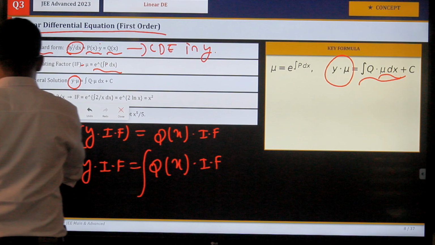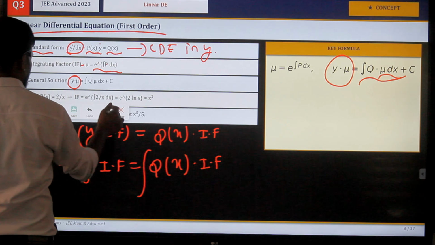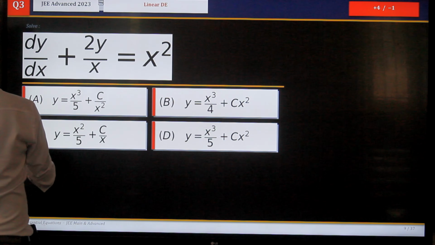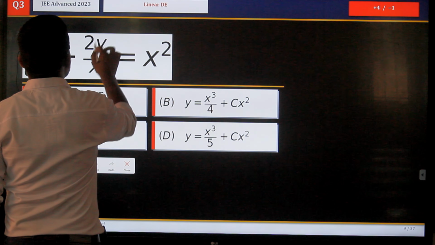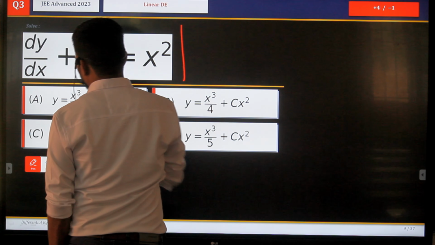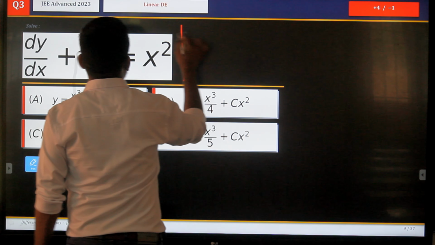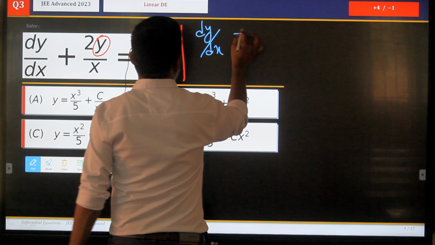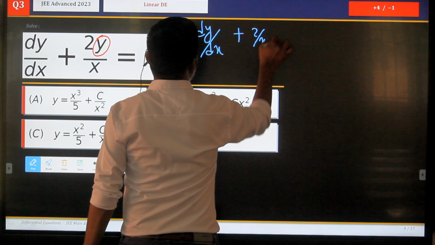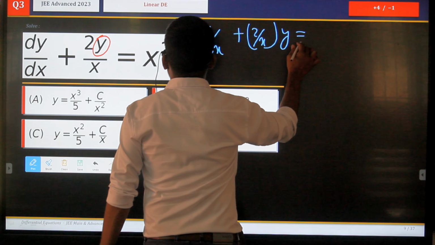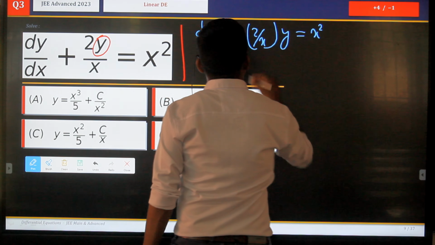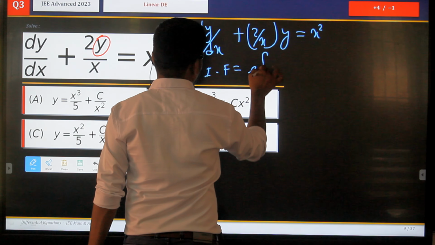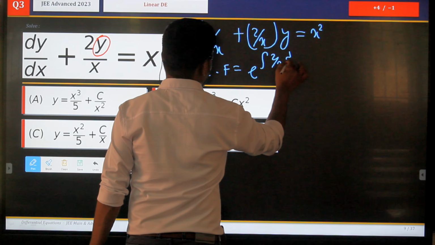Let me solve the question. So this is our question. This is linear in y. So how do we have to solve? I can write this as dy by dx plus 2 by x into y is equal to x square. So linear in y, that means the integrating factor is e to the power integration of 2 by x dx.